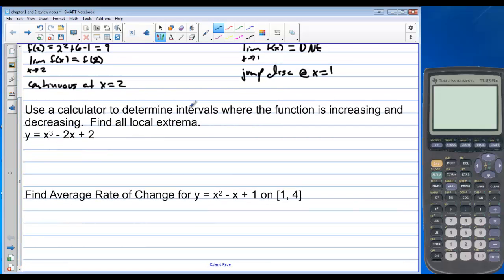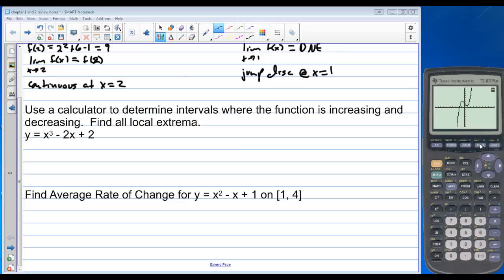Use the calculator to determine intervals where the function is increasing and decreasing, and then we'll find all the local extrema. So let's go to the calculator. We'll turn it on. Y equals, we have x to the third minus 2x and then plus 2. And let's graph this. And we can see the function is increasing, then decreasing, and then increasing. We need to find the local extrema in order to get the increasing and decreasing.